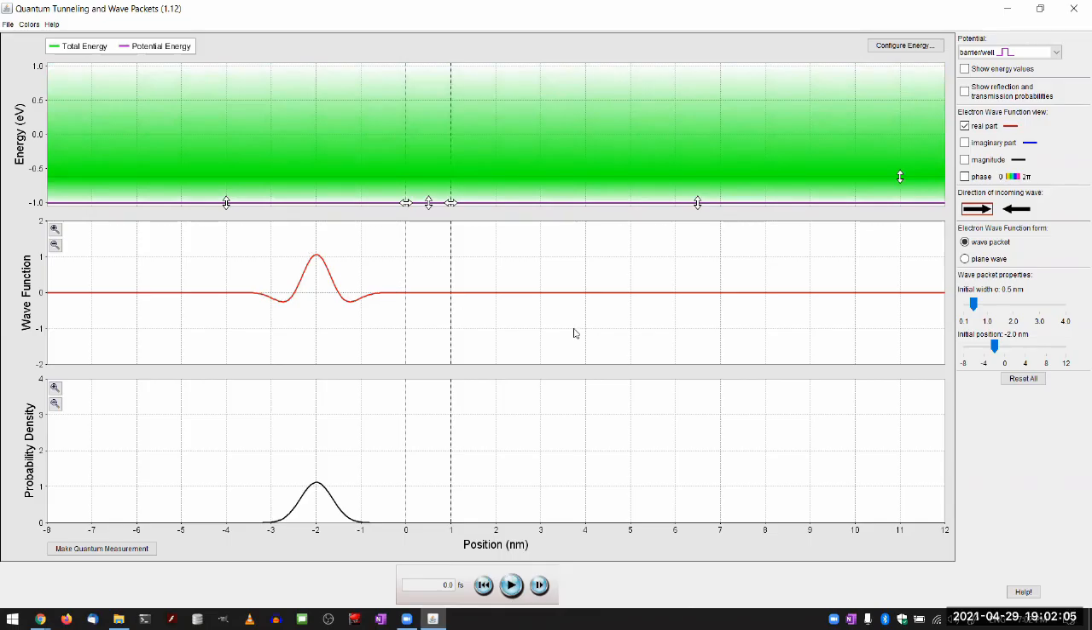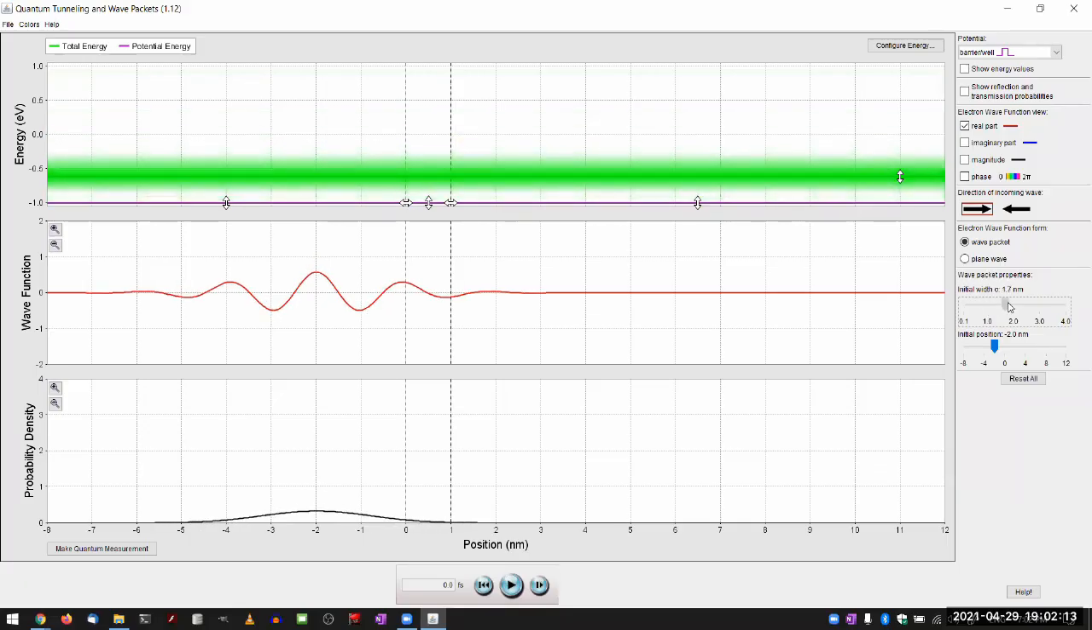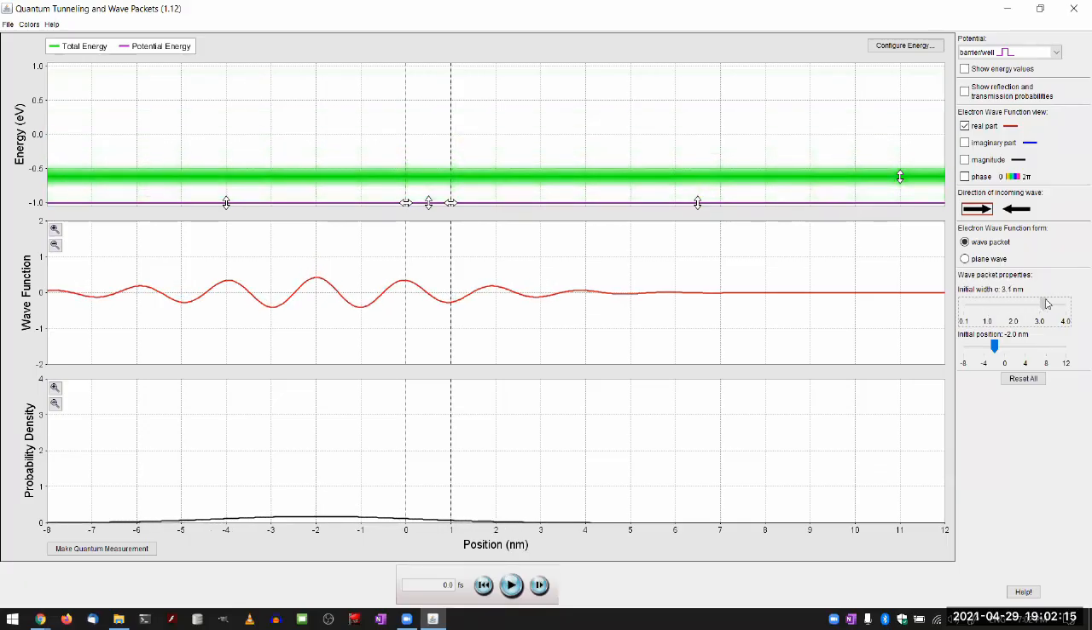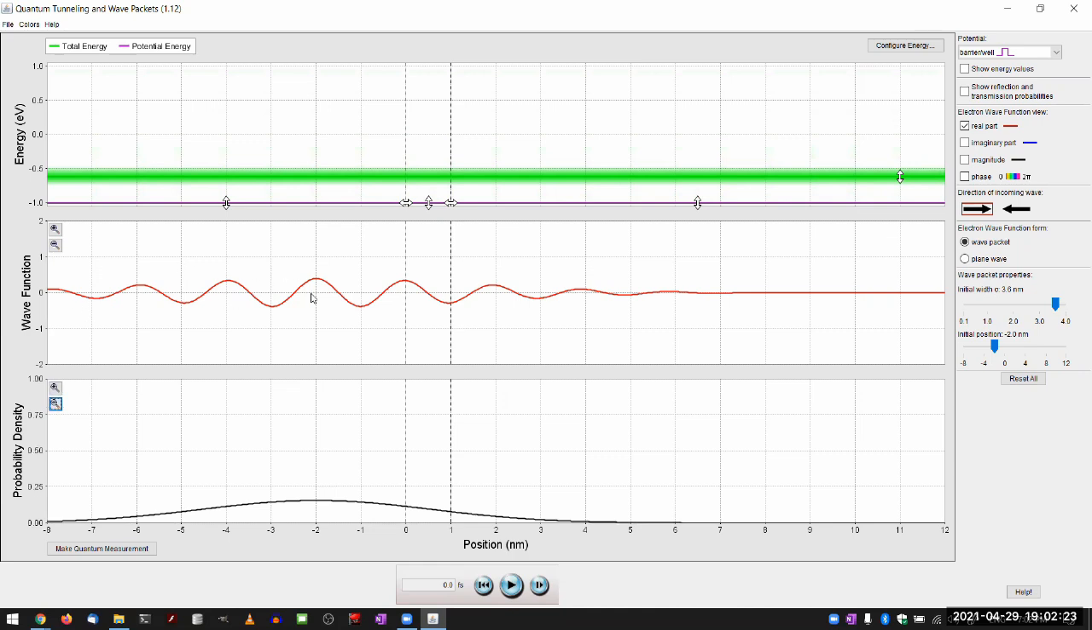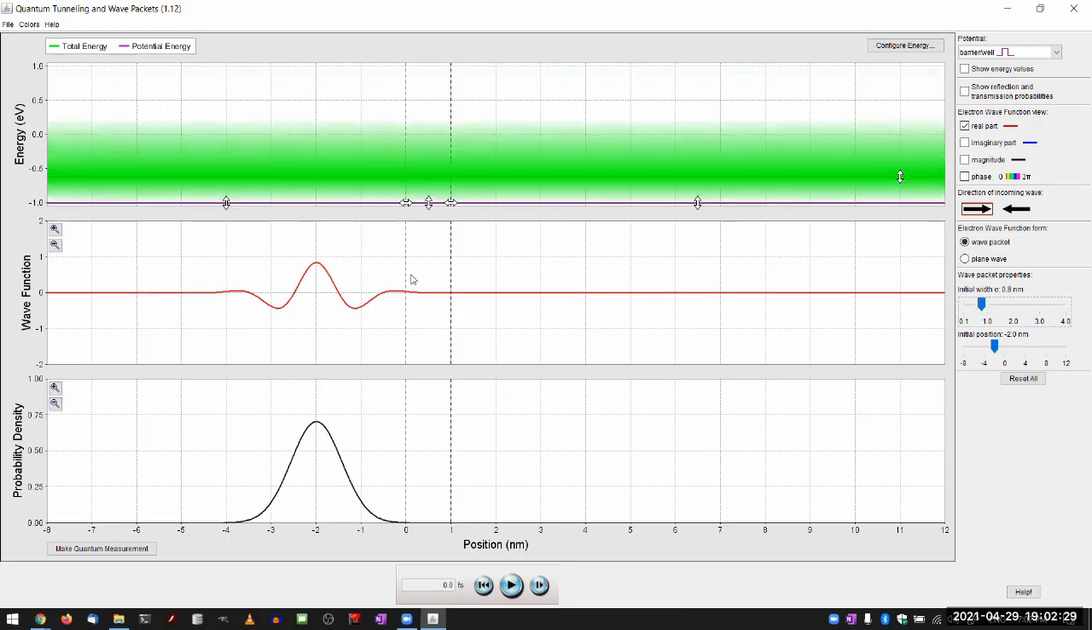So let me actually do this. I'm going to make the width of my wave packet larger. When I do that, you see this. With a larger width of wave packet, you see that now I actually have enough space to illustrate that wavelength thing I was referring to. You see how curved this is doesn't really change with the width.